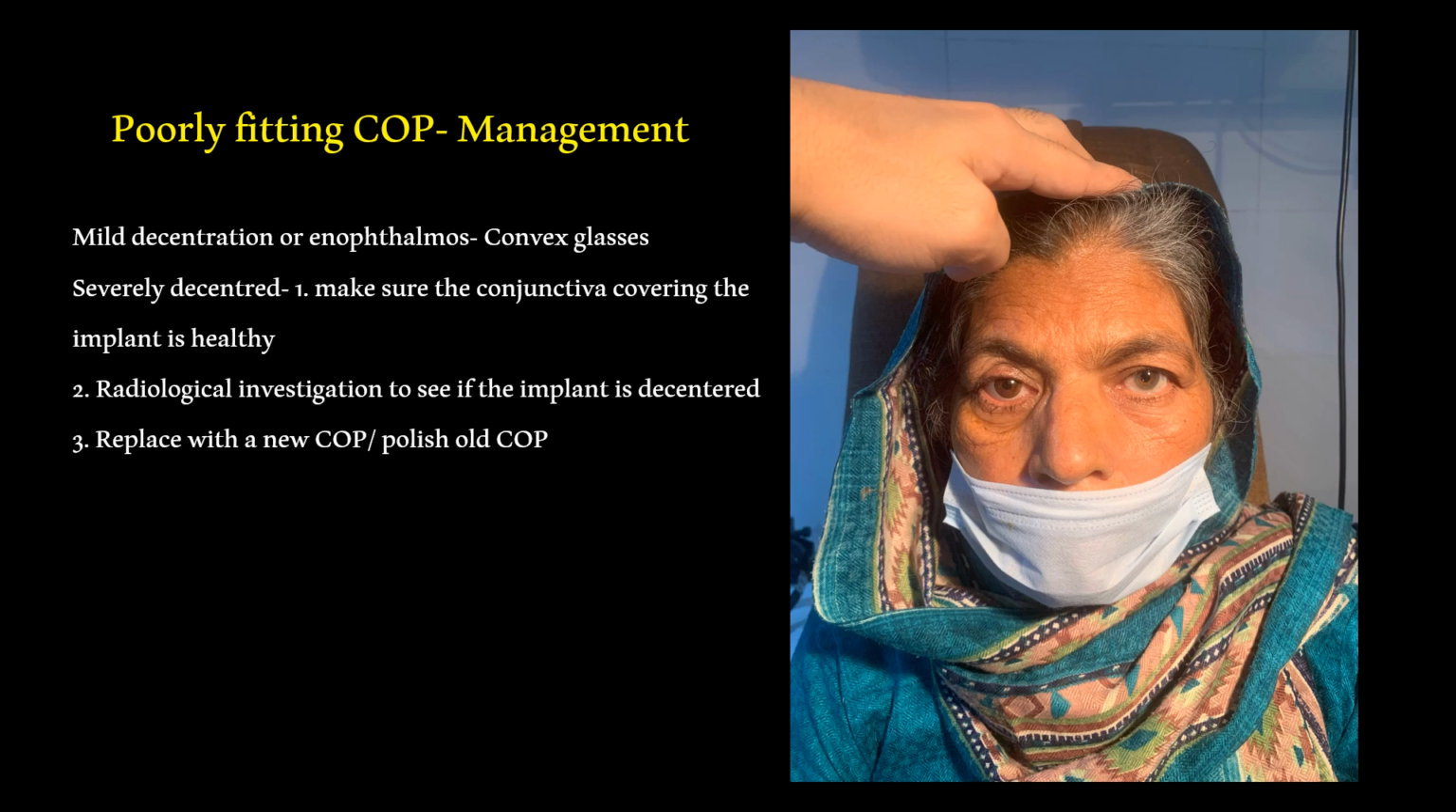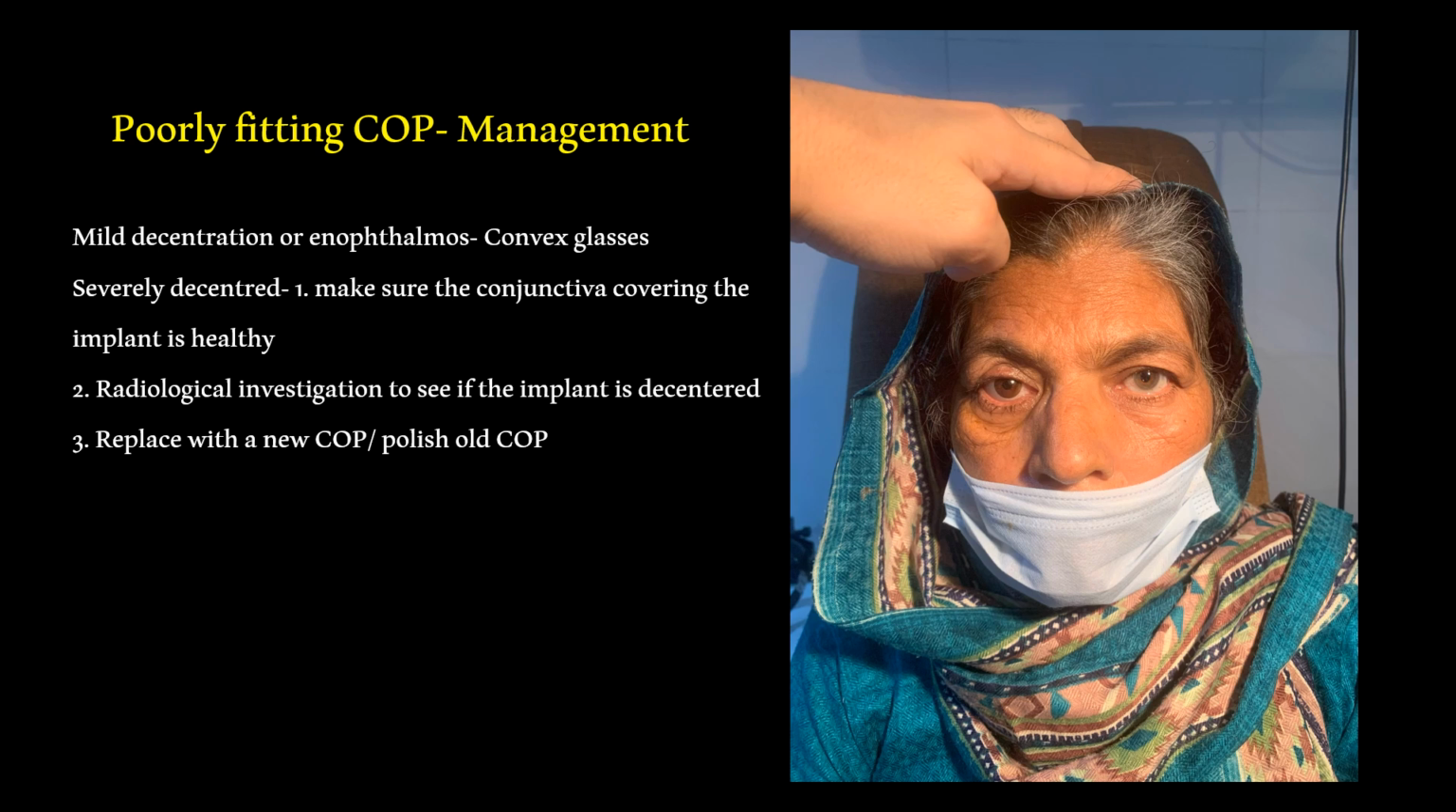So how do you manage this case? As I discussed, the surgical options are kept for the last. So the first thing that you do is if there's an enophthalmos, you provide convex glasses, and if there's a very large eye, you can give concave glasses just to reduce the size difference. The second is if there's a severely decentered or severely enophthalmic prosthetic eye, then you have to remove the prosthetic eye and see the conjunctival surface and make sure that the conjunctiva covering the implant is healthy. There are no gaps, there is no exposure of the implant.